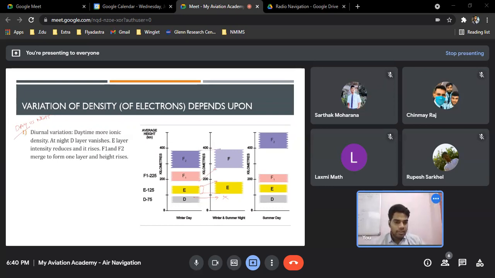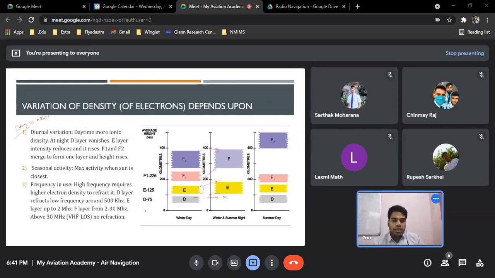This is the F1 and F2. What is the seasonal activity? You can see summer and day. Maximum activity when the sun is the closest. So in the winter time, you can see there's a maximum activity over the southern hemisphere. So we'll have the summer in that portion.